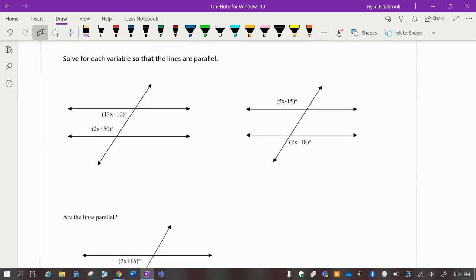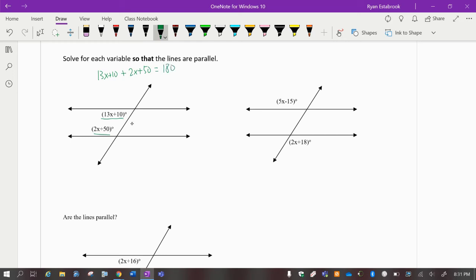All right, a few algebra examples. It says to solve for each variable in order to make the lines parallel to each other. So if these two lines are going to be parallel to each other, I notice that these two angles are consecutive interior angles, which means in order for those lines to be parallel, these would have to be supplements. So we're going to add them up. Take the 13x plus 10 plus the 2x plus 50 and set that equal to 180.